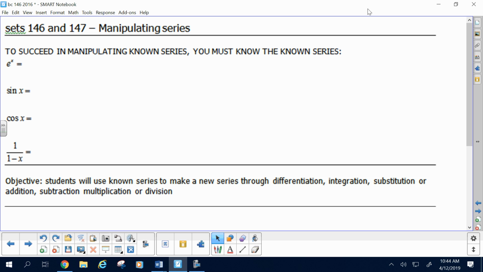Today is taking known series and manipulating them. This is going to be a combination of 146 and 147 just because they go so well together. Would you start by writing the top four series, which you should definitely have down fully memorized by now? If you don't, just get out.